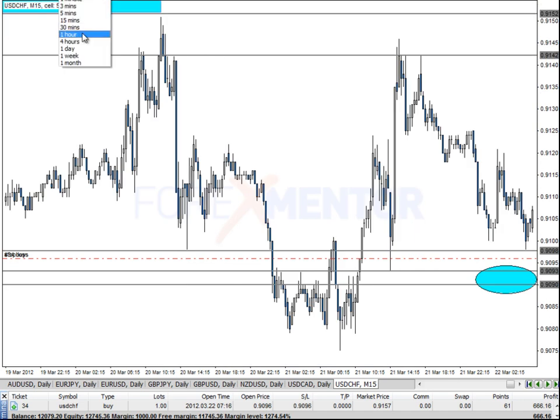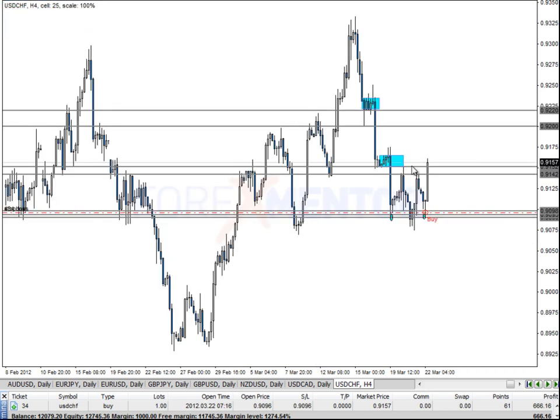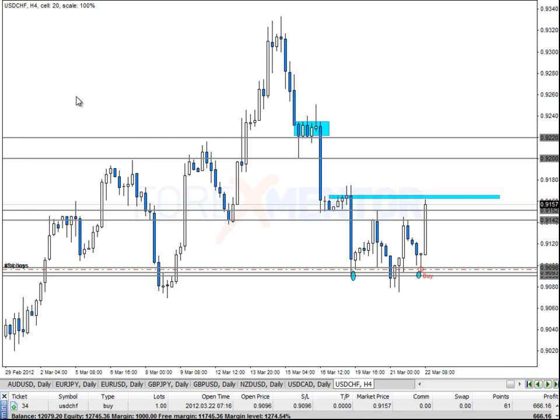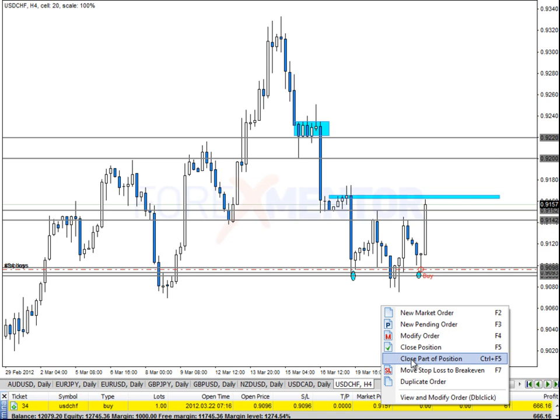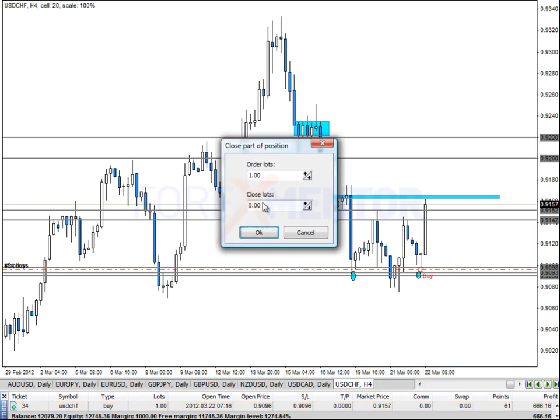So now let's go to the 4 hour. We're spiking up into this block here. See that last candle there? Okay, that's definitely a place I'm going to be watching. So I'm going to take part of the position off. We've moved up into this area. This area here is absolutely paramount in terms of watching a key level. So I'm going to close part of the position up at this area.